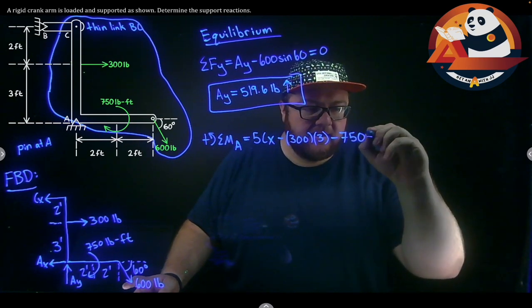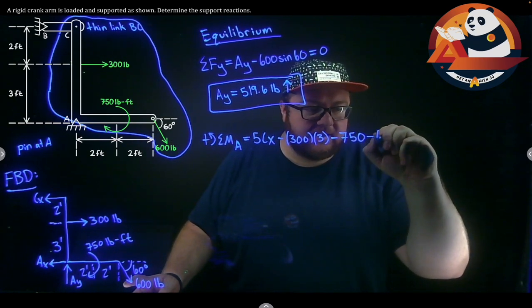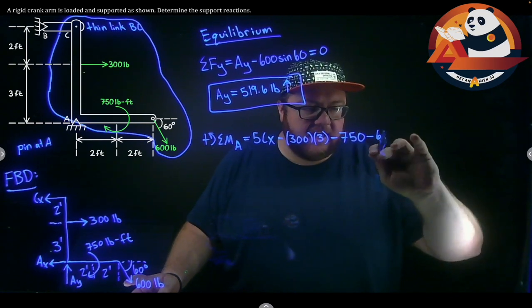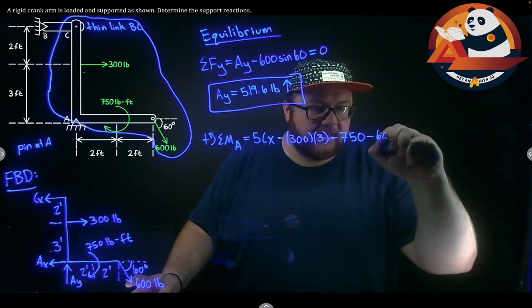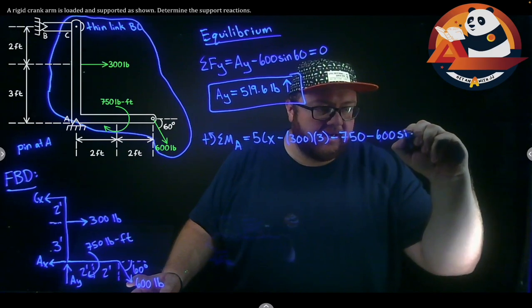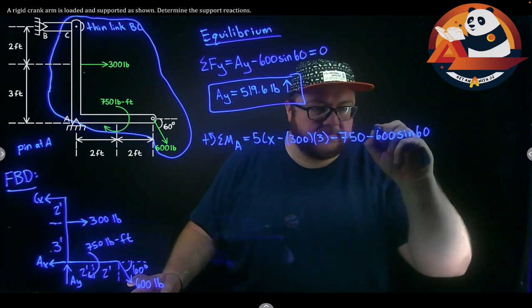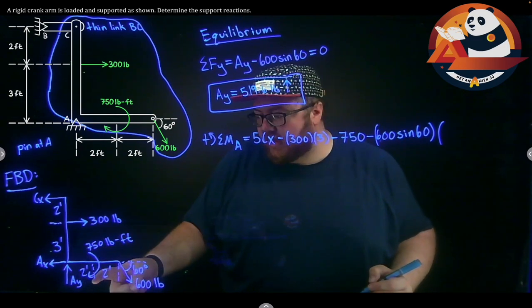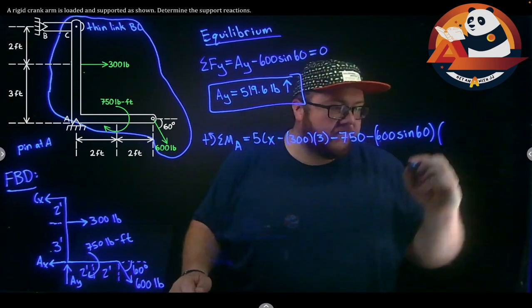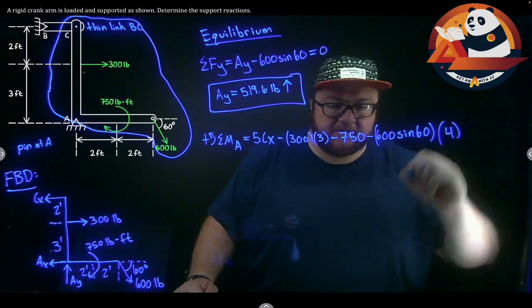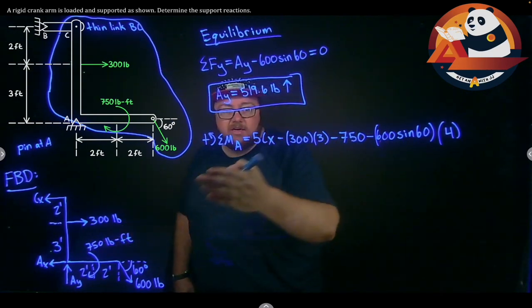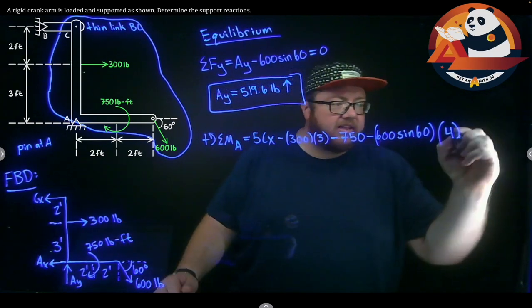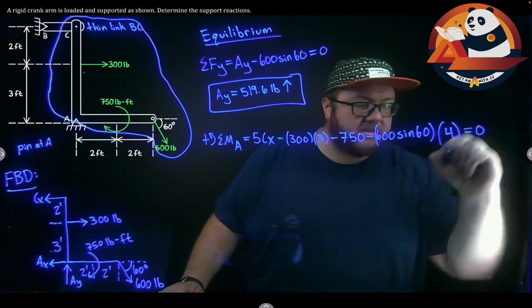Minus my Fy, 600 sine 60, times an X distance from the force over to A, 2 plus 2, 4 feet, times 4. And that's everything that will cause moment about A. So I can set this equal to 0.